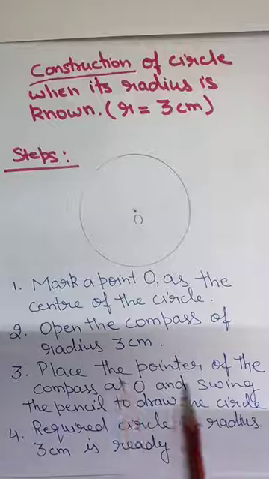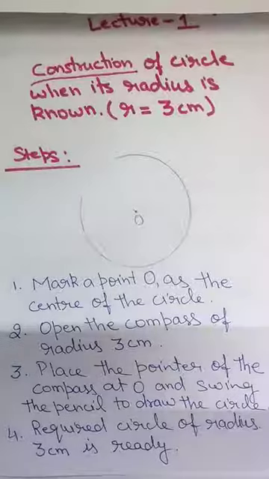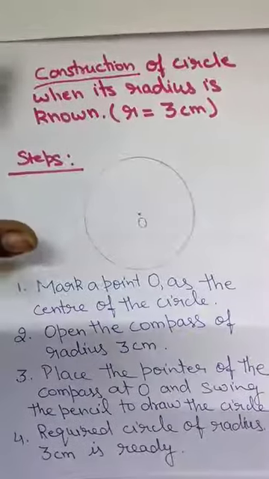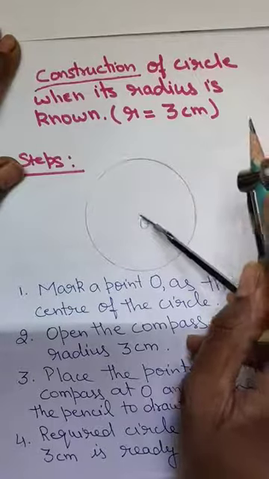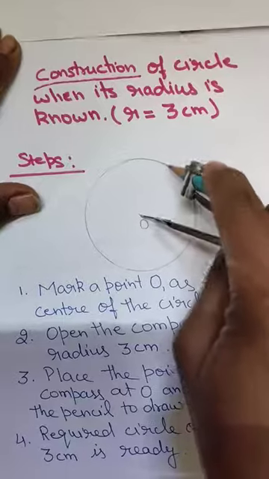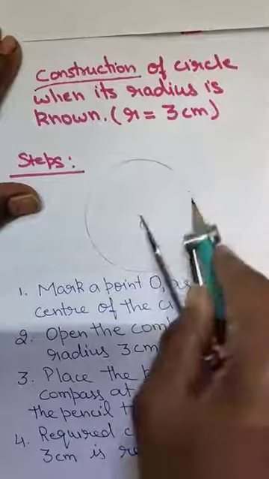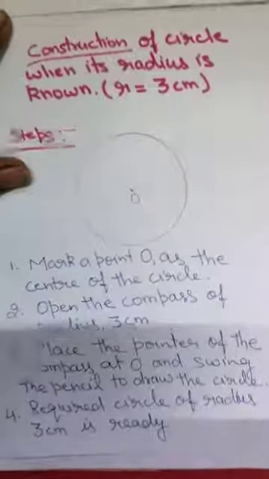Now place the pointer of the compass at O, like this, and it is our 3 centimeter. And then we swing our compass slowly to draw the circle.